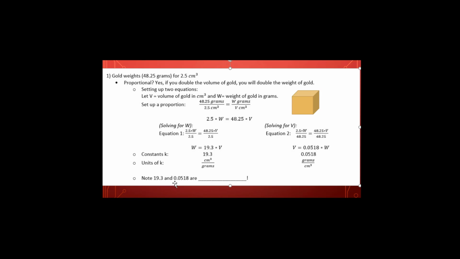Note that 19.3 and 0.0518 are what? Think about that. If you answered reciprocals, you would be correct. Let's just take a quick look at that. We're going to define reciprocal here. If you have a number, the number that you multiply by is the reciprocal if the product is 1. And I'll put a definition down here.